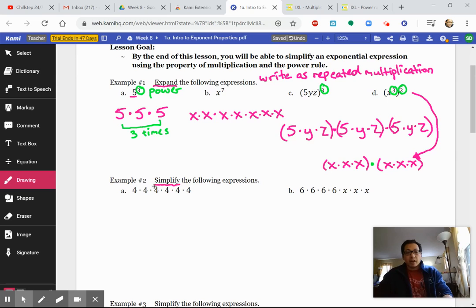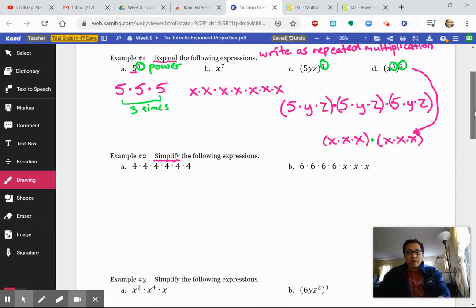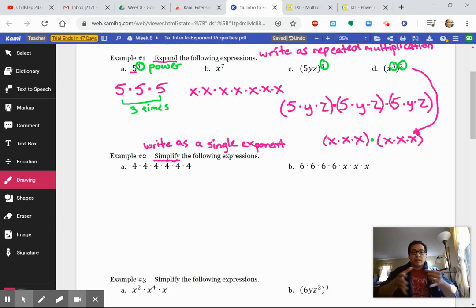What does it mean to simplify? Well, that means to do the opposite. Rather than writing it all out, we're going to take a big expanded thing and condense it into a single exponent. That's what that means. So, can we write these as a single exponent? So these two things are kind of opposites of each other, expanding and simplifying.